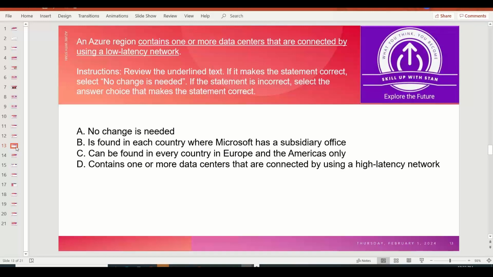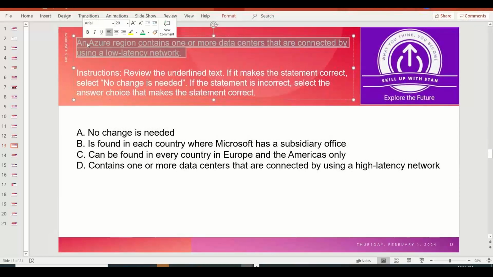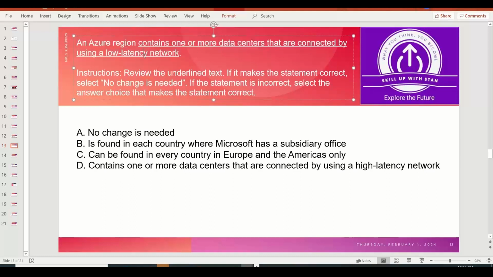Now this question has an underline on the question itself. They are asking us whether the statement is true or not. If the statement is true, then we answer no change is needed, or else we need to complete the sentence by going through each of these. So let's see. An Azure region contains one or more data centers that are connected by using a low latency network. Yeah, looks like a right statement, but let's continue with the other statements.